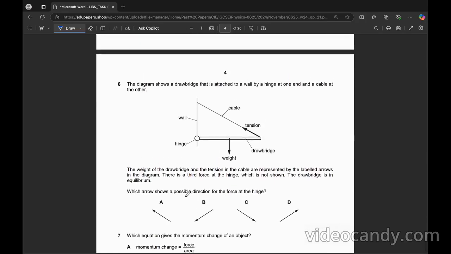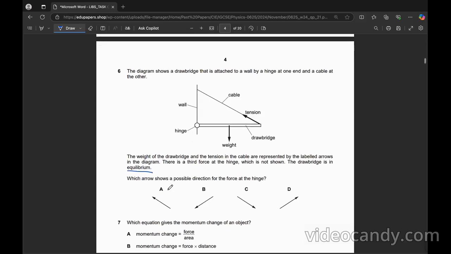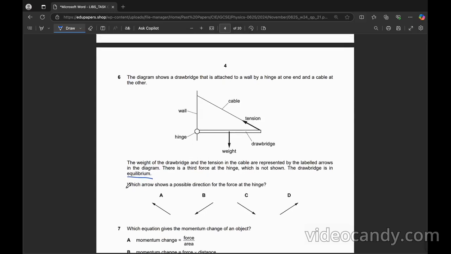Number 6. The diagram shows a drawbridge that is attached to a wall by a hinge at one end and a cable at the other. The weight of the drawbridge and the tension in the cable are represented by the labeled arrows in the diagram. There is a third force at the hinge, which is not shown. The drawbridge is in equilibrium. Because it is in equilibrium, you need to know that there is no net force, no moment. Which arrow shows a possible direction for the force at the hinge?